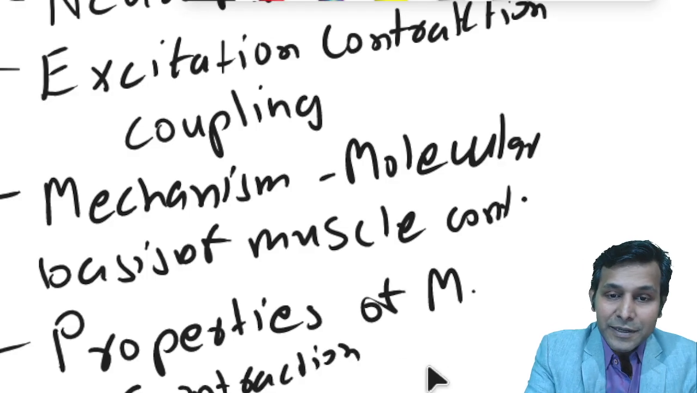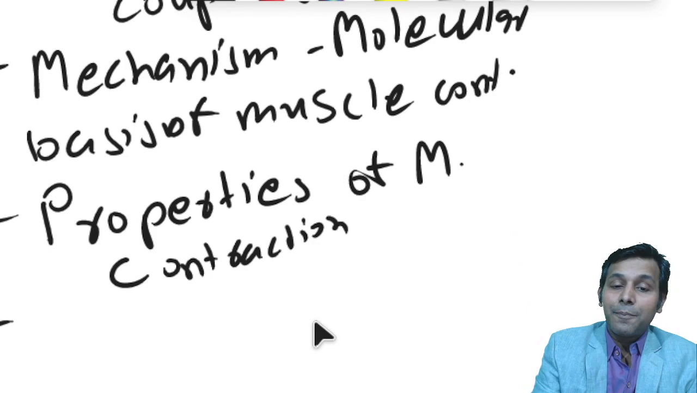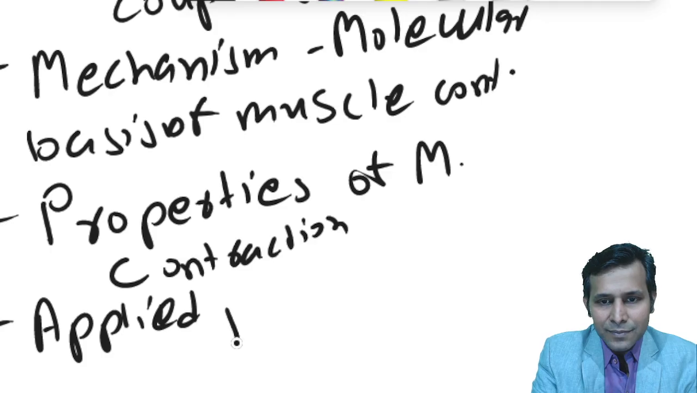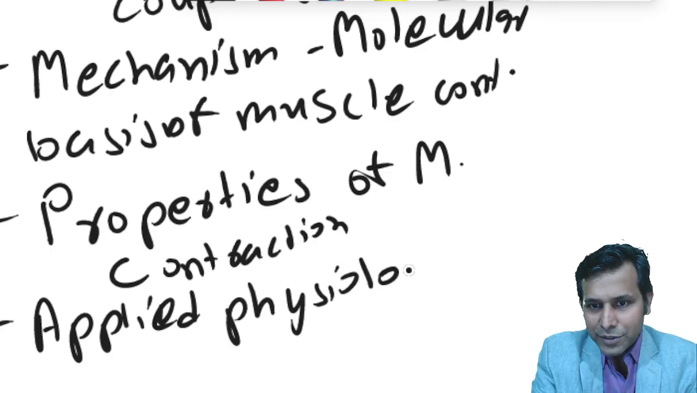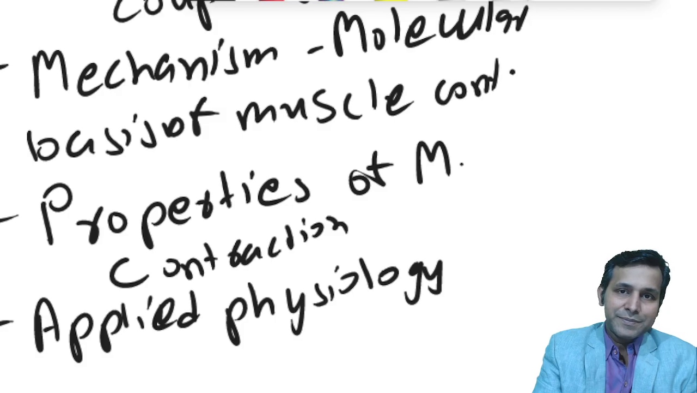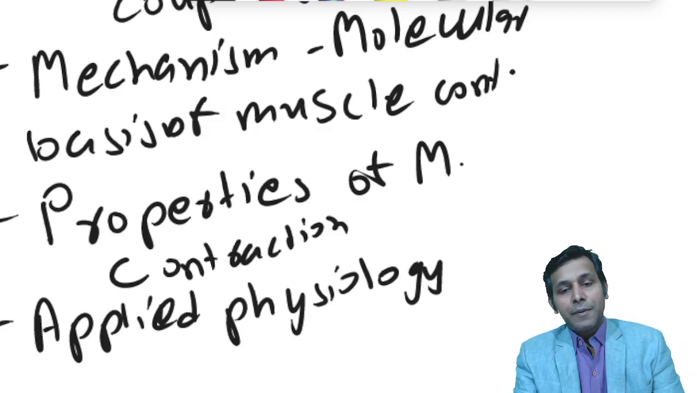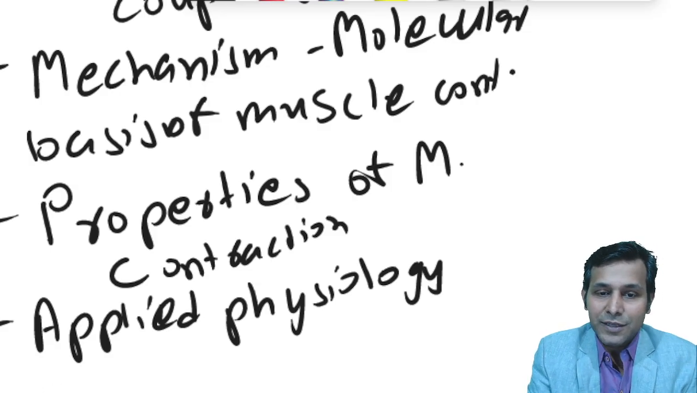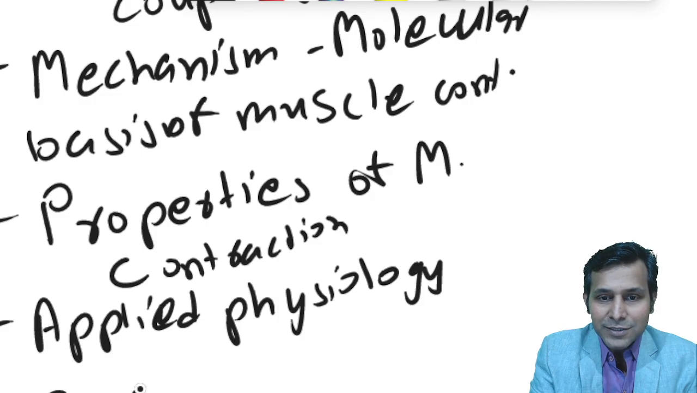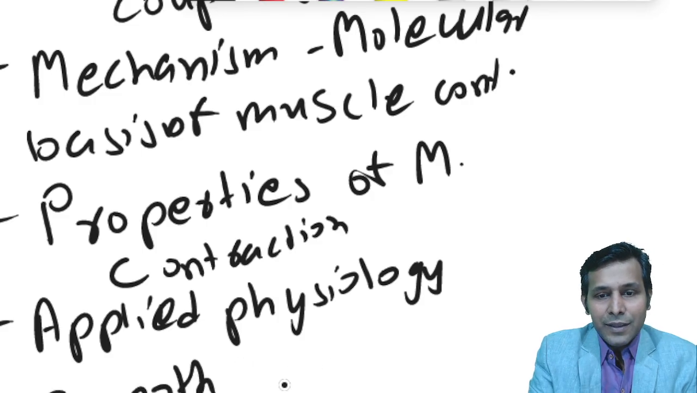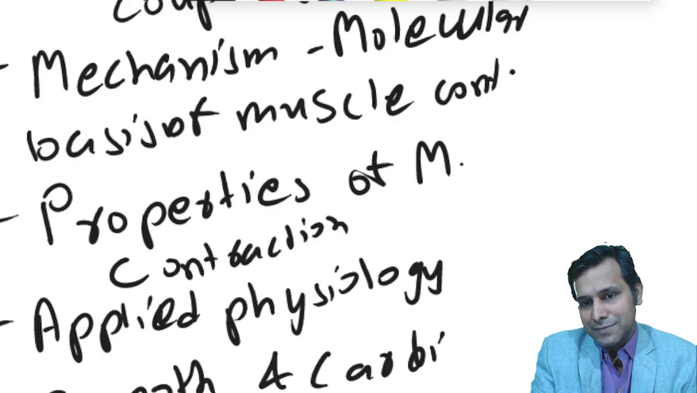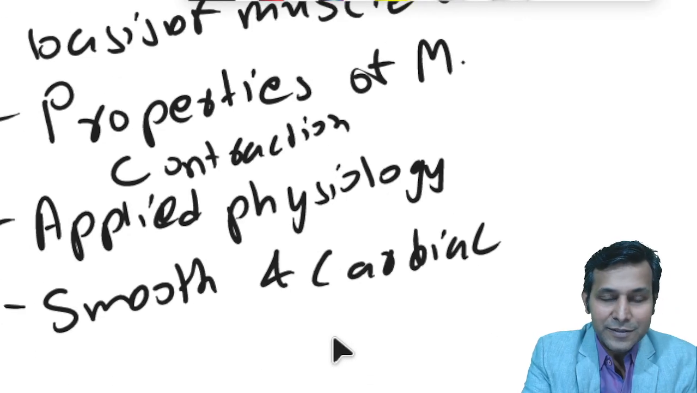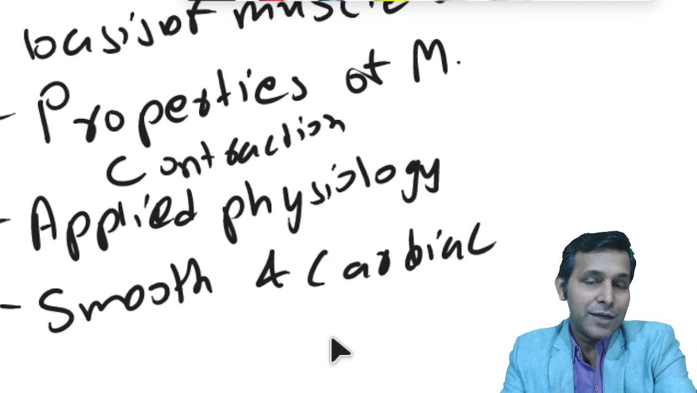Later on, we'll be discussing certain applied physiology in muscle contraction, applied physiology for the contraction of the muscle fiber. Then, apart from this, we'll be discussing a few topics like how the contraction process occurs in smooth muscles or in cardiac muscle. So these are the topics we'll be discussing all over our nerve muscle physiology.